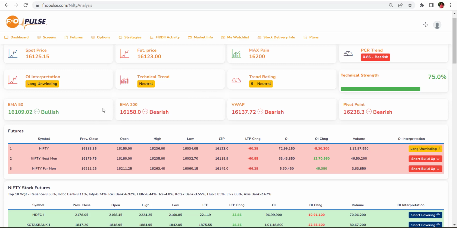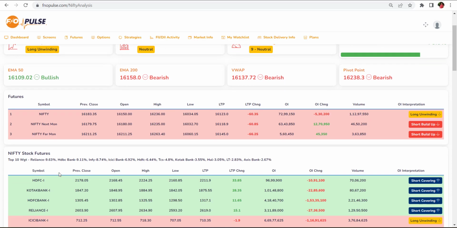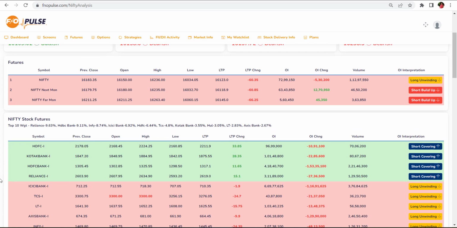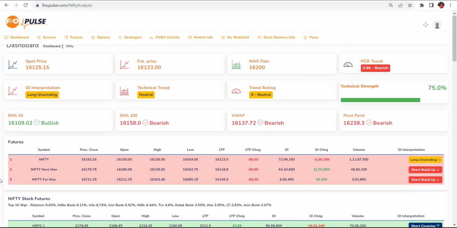Moving average 50, moving average 20, VWAP and pivot point. These four are what the major traders will use for intraday play. So this will be an overall understanding of how Nifty is performing. Here the three lists are coming: the Nifty current month, next month and the month after, May, June, July. The Nifty stocks are here. According to the stocks, the Nifty will be performing.